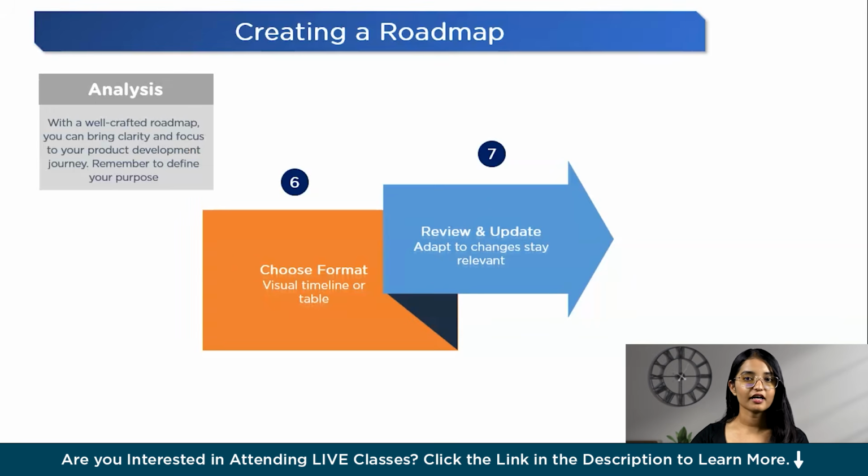Finally, remember that your roadmap is not set in stone. Review it regularly and update it as needed to reflect changes in your business, market, or customer needs. Flexibility is key to ensuring your roadmap remains relevant and valuable. Follow these 7 steps and you'll be well on your way to creating a product roadmap that aligns your team, excites your stakeholders, and ultimately drives your product success.